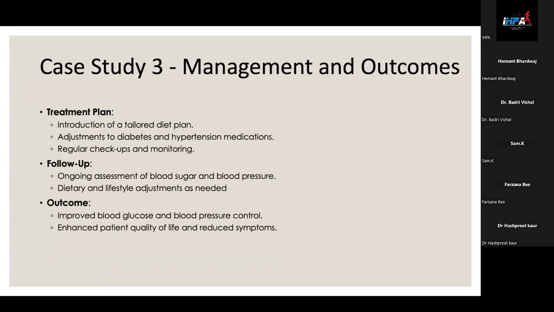So in the treatment plan, we introduced a tailored diet plan, adjusted the diabetes and hypertension medications, and went on with the regular checkups and monitoring. Follow-up was done by ongoing assessment of the blood sugar and blood pressure and dietary and lifestyle adjustment as needed. And the outcome was very improved blood glucose and blood pressure control, with an enhanced patient quality of life and reduced signs and symptoms.